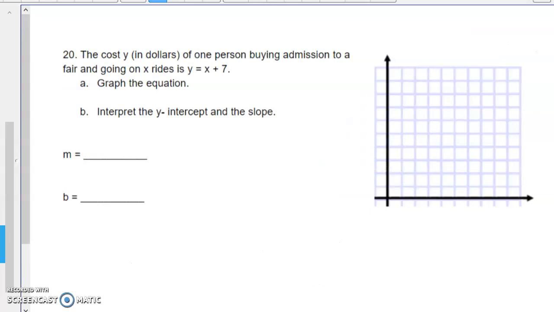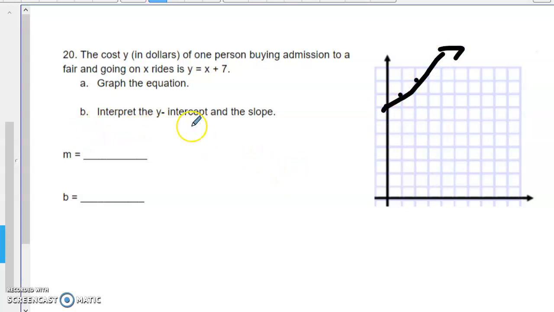Number 20 says, the cost in dollars of one person buying admission to a fair and going on x rides is y equals 1x plus 7. Remember, there is a 1 in front of there. It's just not written there. Graph the equation. Well, I see the y-intercept is 7, so that means it's going to cross here at 7. So 1, 2, 3, 4, 5, 6, 7, and has a slope of 1. That means I go up 1 over 1, up 1 over 1. That would be what my graph would look like for this situation.